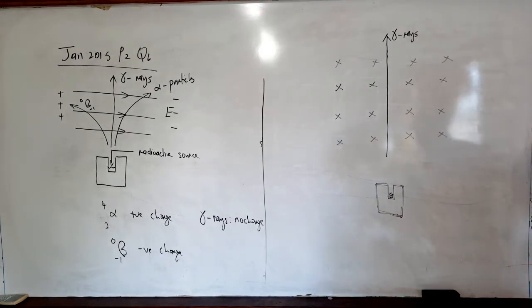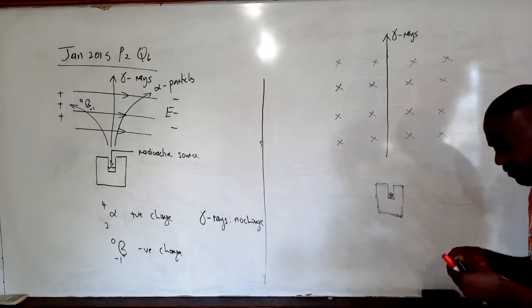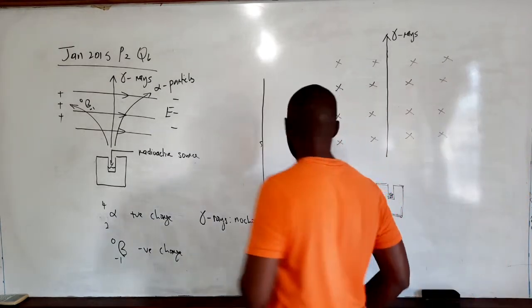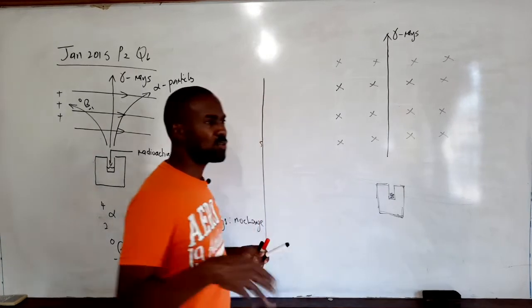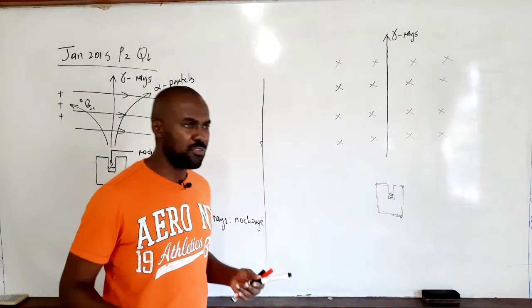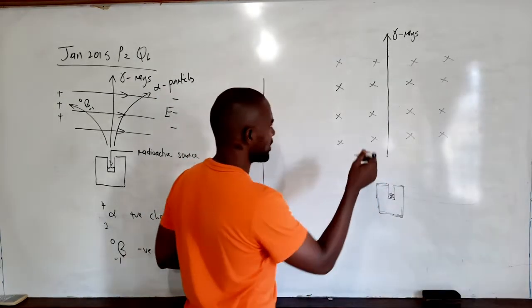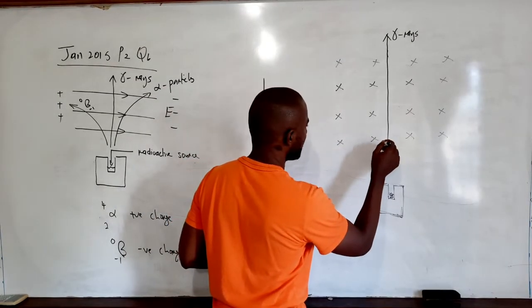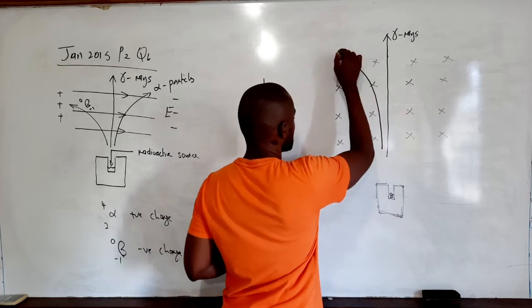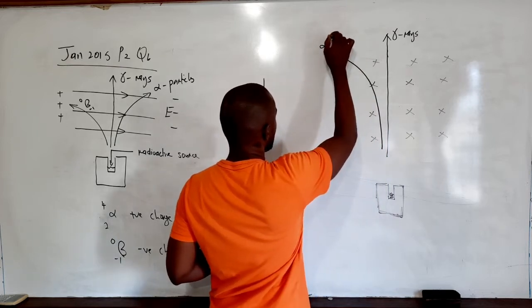Now once again, because alpha particles are very large, especially when compared to electrons, their degree of deflection will not be as great. So they are slightly deflected in the direction that positive charge would be deflected. So this would be the alpha particles.